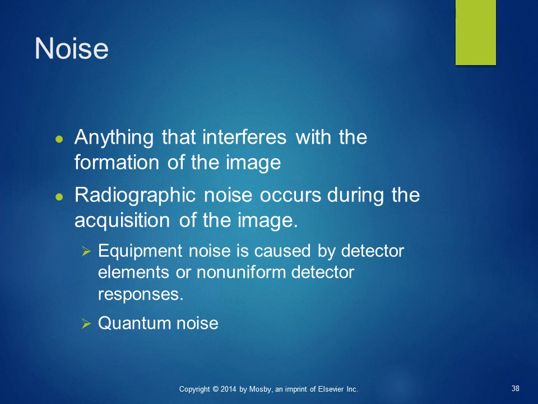Noise. Anything that interferes with the formation of the image. Radiographic noise occurs during the acquisition of the image. Equipment noise is caused by detector elements or non-uniform detector responses. And then quantum noise.